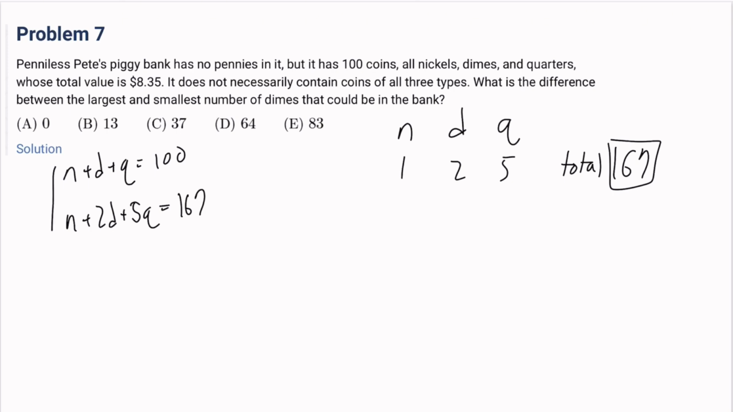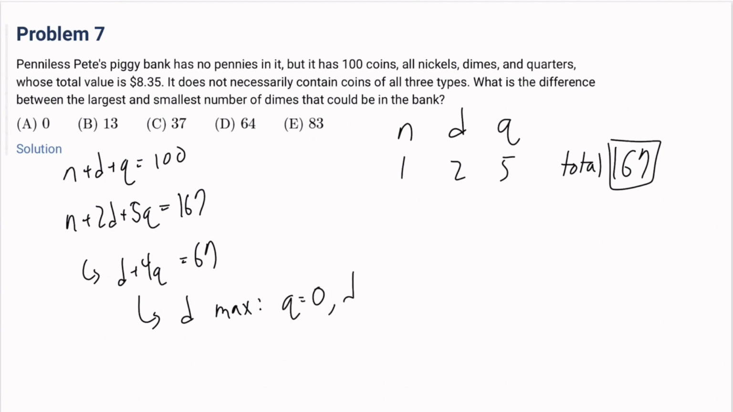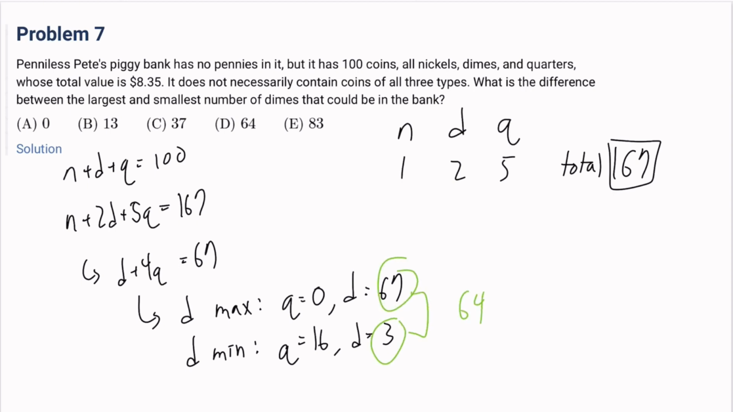If we subtract these two, that will get us d plus 4q equals 67. And we want the largest and smallest number of dimes. If d is the maximum, that will be when q is equal to 0, so d is equal to 67. And the minimum will be when q is the biggest it can be, so q would be equal to 16, and then d would be 3. So this is the maximum, this is the minimum, so the difference between them is 64. So 64 is the answer.